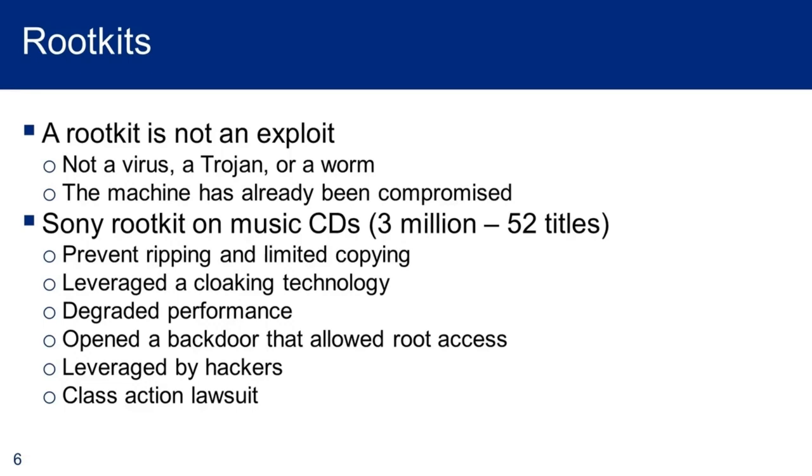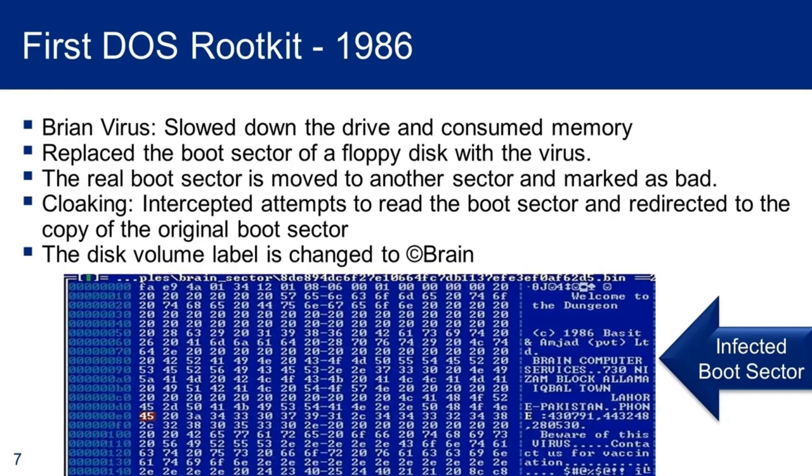The first rootkit on a PC in 1986 was called the Brain virus. It slowed down the floppy disk drive and consumed some memory, making it unavailable to the operating system. It was called a virus at the time, but it was also a rootkit because it intercepted and redirected boot sector read attempts.